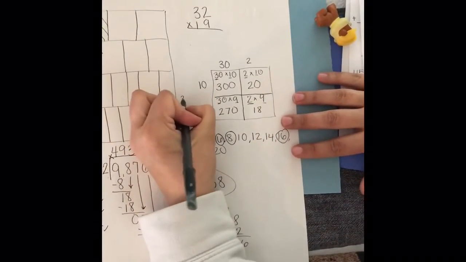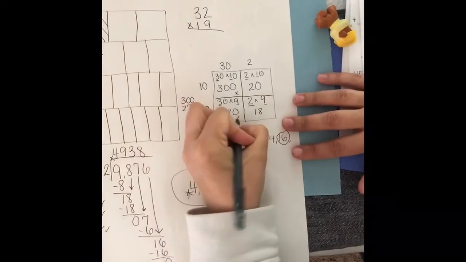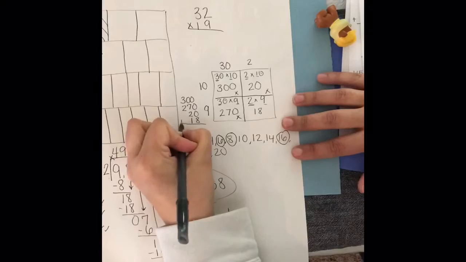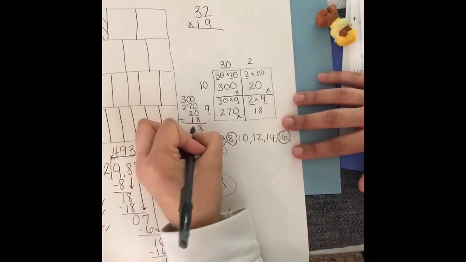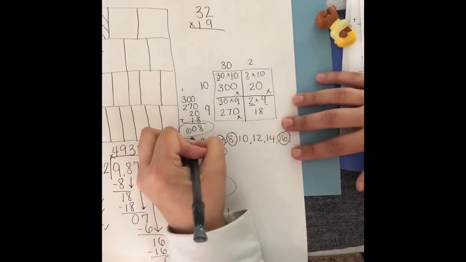Remember, when Mrs. Andrews does this, she crosses them off so she can remember which one she already added and which one she still needs to do. Now we're going to go through and add, and 3, 4, 5, 6. I got a product of 608.